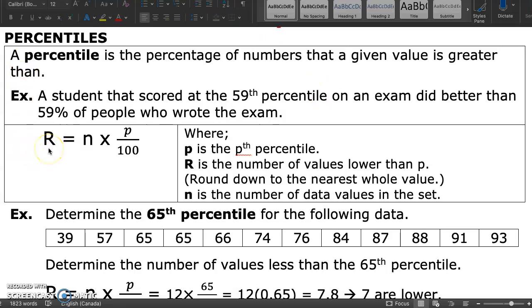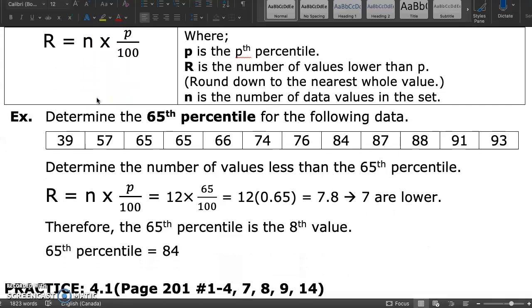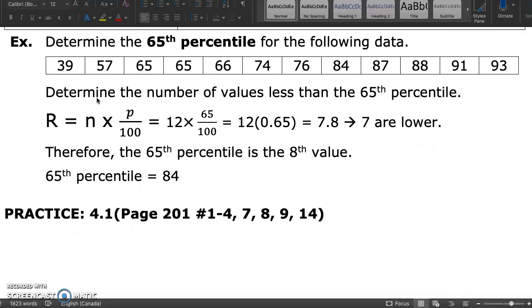So our formula for the rank, determining the number of values lower than that particular percentage, is to take n, the number of data values in the set, times the percentile p over 100. In this case, it's the 59th percentile, and we multiply that by the number of elements in the set. Let's take a look at an example with the 65th percentile. The first thing we need to do is make sure that the data set is in order. Check from least to greatest. That's an ascending order. To determine the 65th percentile, we need to know where it's located, or the rank.